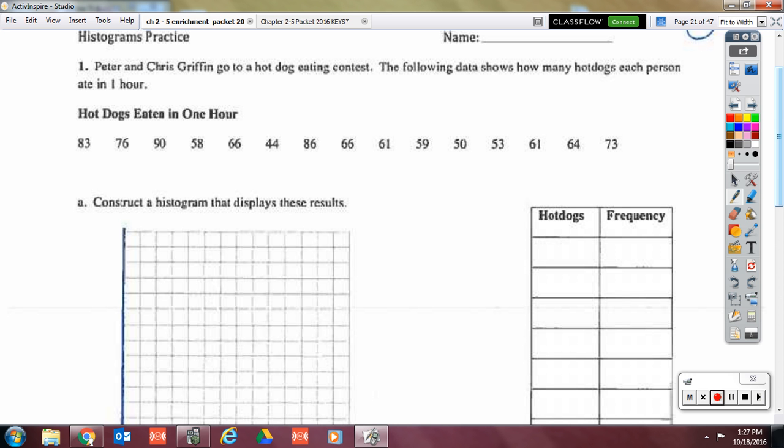We want to take our max. What's the biggest number we got? Okay, it looks like 90. And what's the smallest number we got?